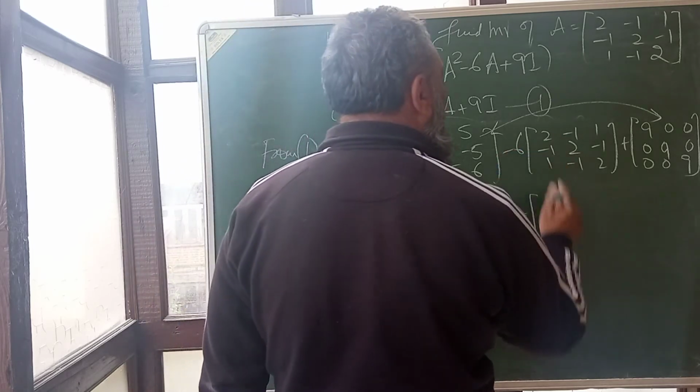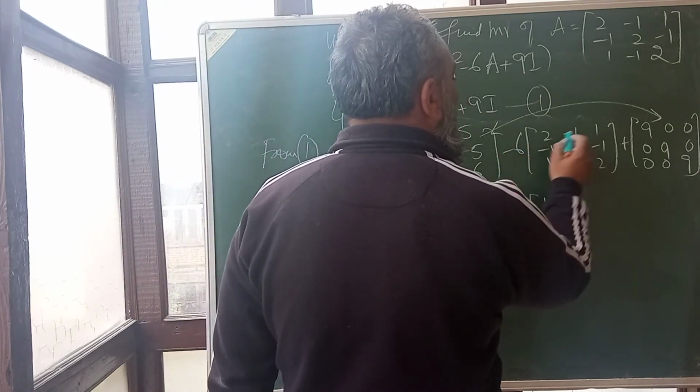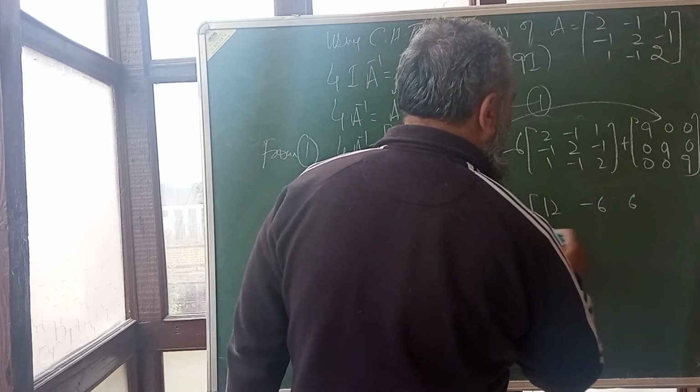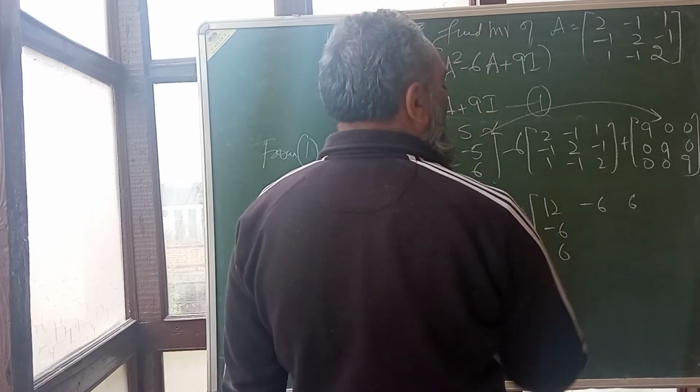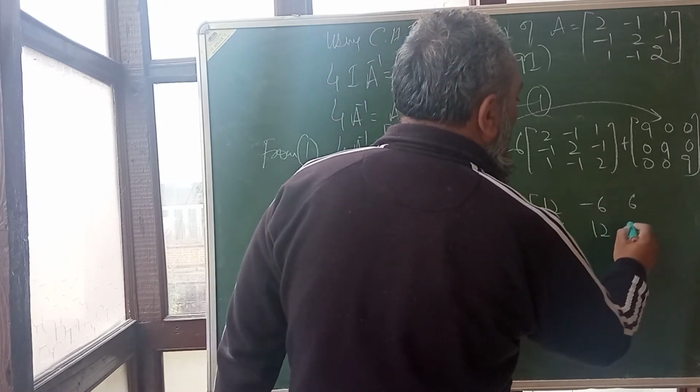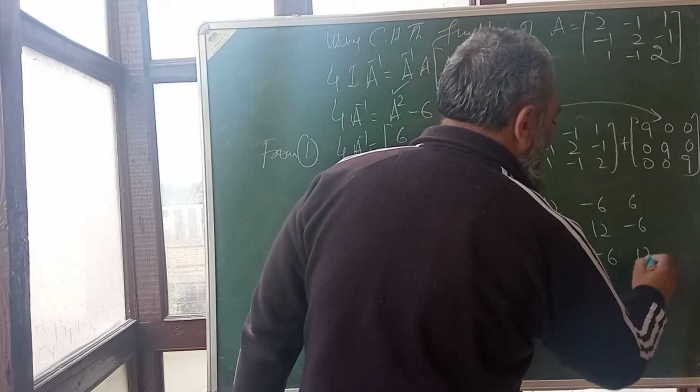Minus now 6 to 12, 6 plus 16, minus 6 and 6. Then 6 to 12, 6 plus 16, minus 6 and 12.